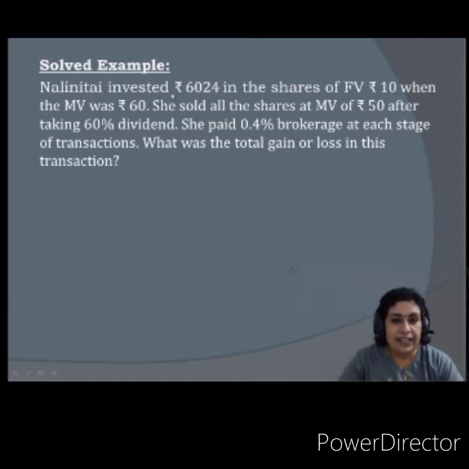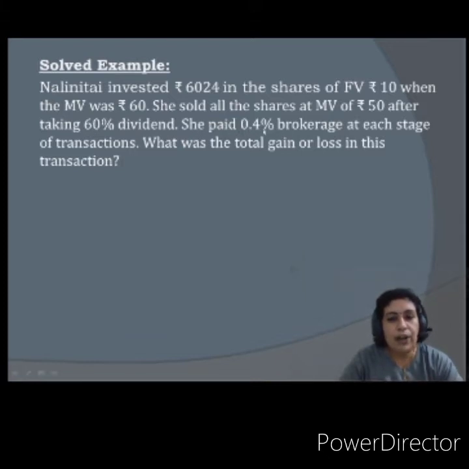Nalini Tai invested rupees 6,024 in the shares of face value rupees 10 when the market value was rupees 60. Now, she sold all the shares at market value of rupees 50 after taking 60% dividend. Dividend is what? Dividend is when the company has got a profit, so they give you some percentage on your shares. So she got a dividend of 60%.